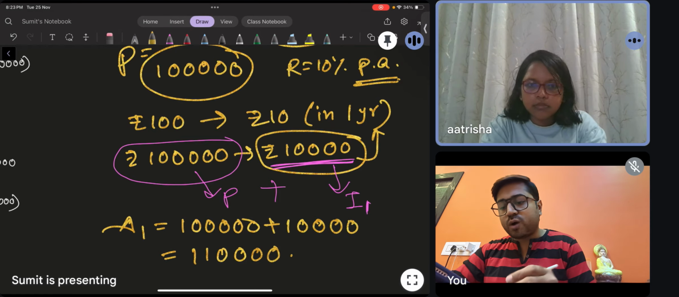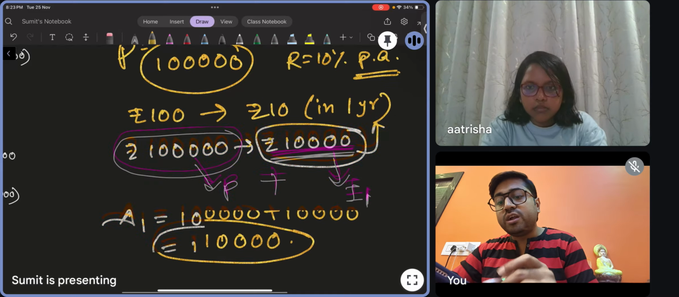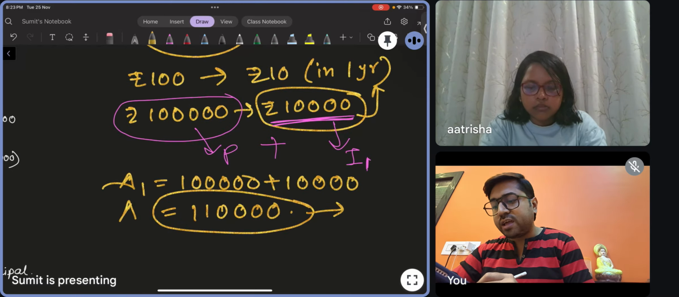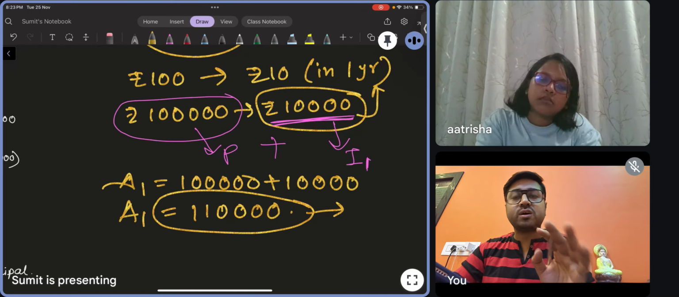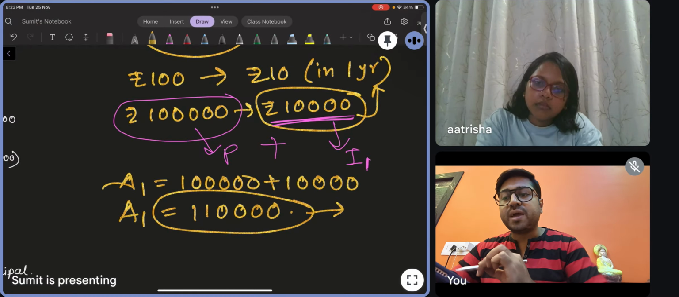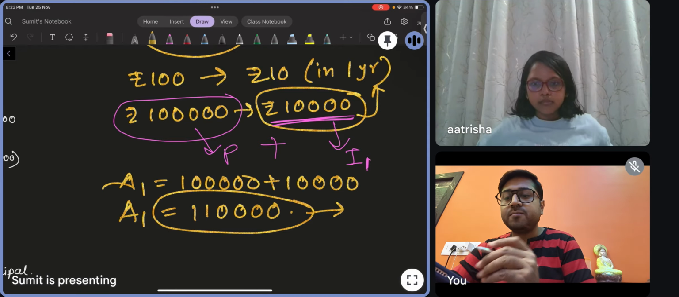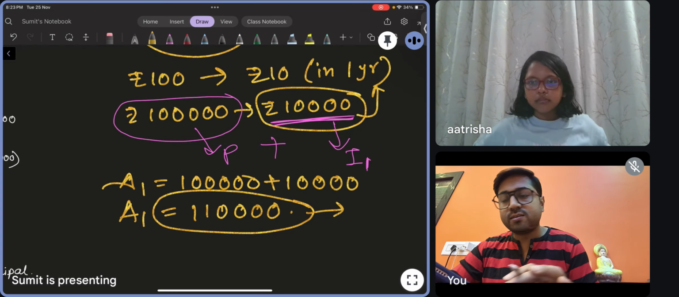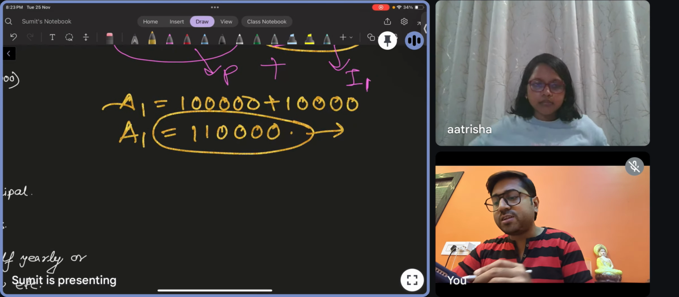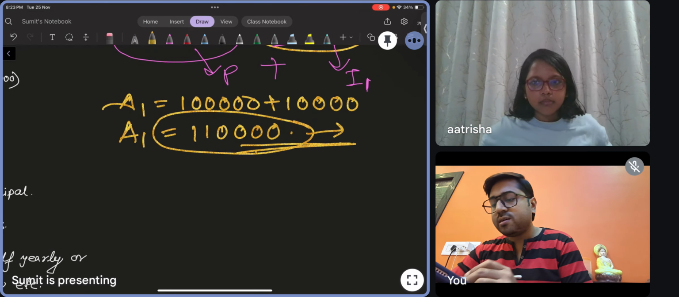Correct? So after 1 year, 1,10,000 is your new loan amount. That's why I have said A1, your new loan amount, as that 10,000, the interest that you should have paid in 1 year, that you have not paid to me. Correct? Now when you calculate again, because after 1 year you should have paid this much, you pay.